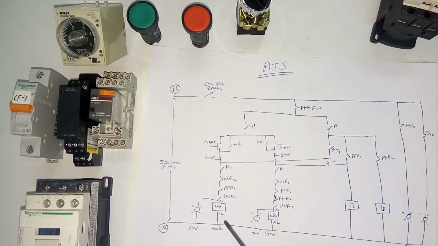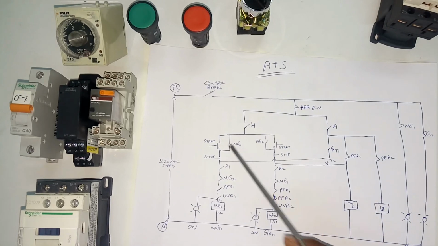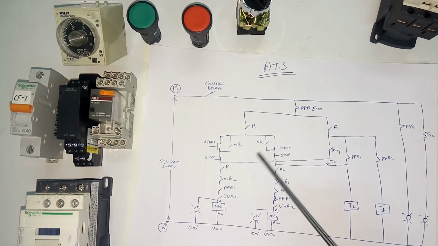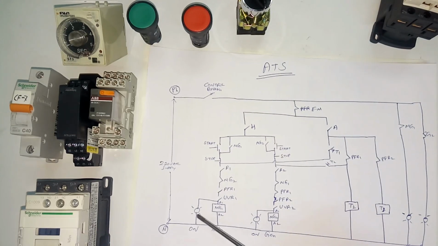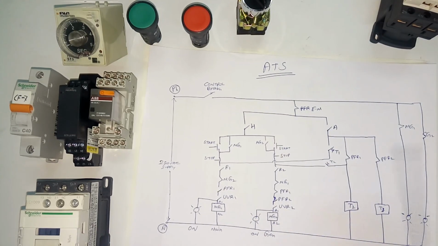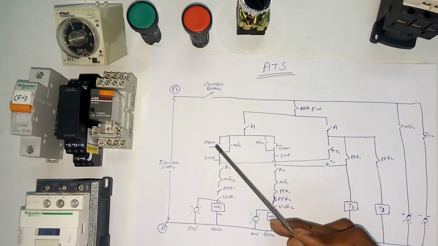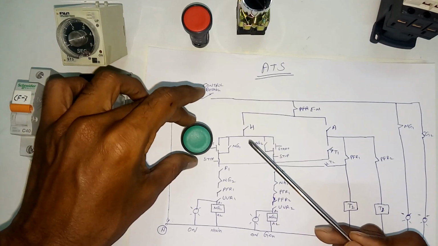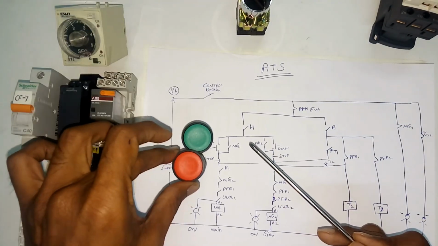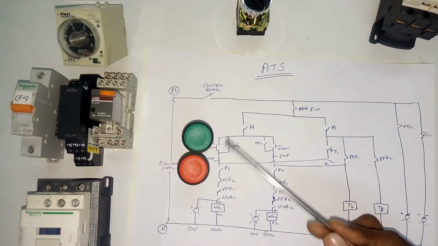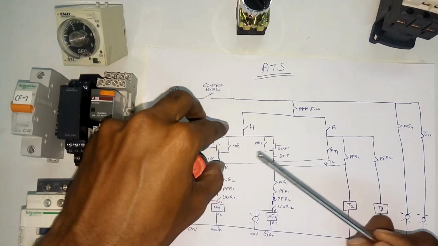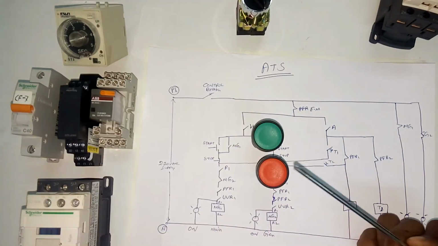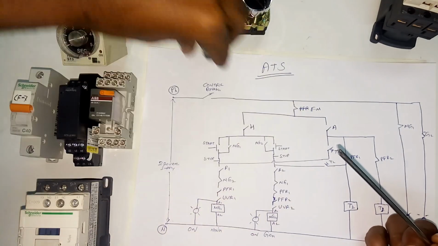Then we can see the auto and hand operation one by one, for the main and the generator. The main has a start and stop push button, and the generator also has a start and stop push button. Here we are using two contactors to operate the two power supplies, one the main and the other the generator. Start and stop push buttons are available here. See here, the start has a holding point also, and the stop is the same as this.